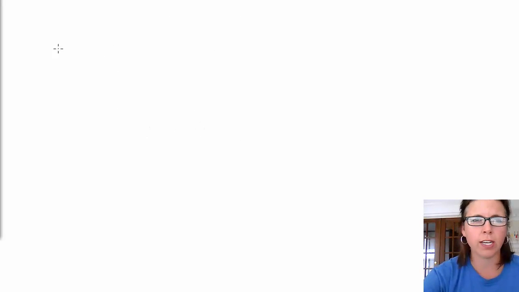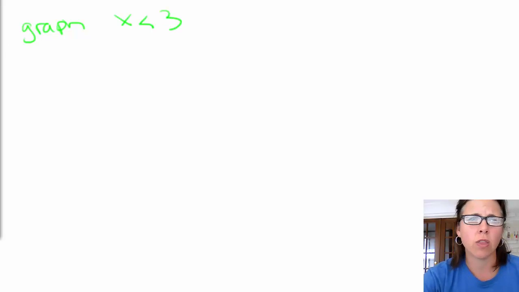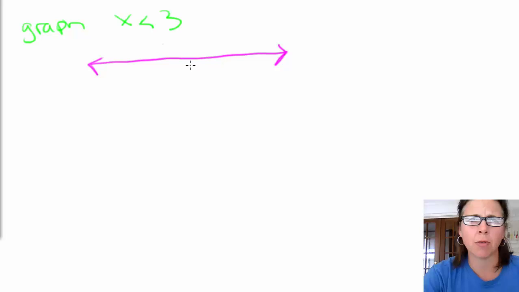Okay, so if we're going to graph, where it says to graph x is less than 3. The only thing I require on my graphs is that you have at least 3 numbers. So we have our line. I always put the number we're dealing with in the middle, and then I put a bigger number, the next one. You could put 10 there if you wanted, and I put a smaller one.